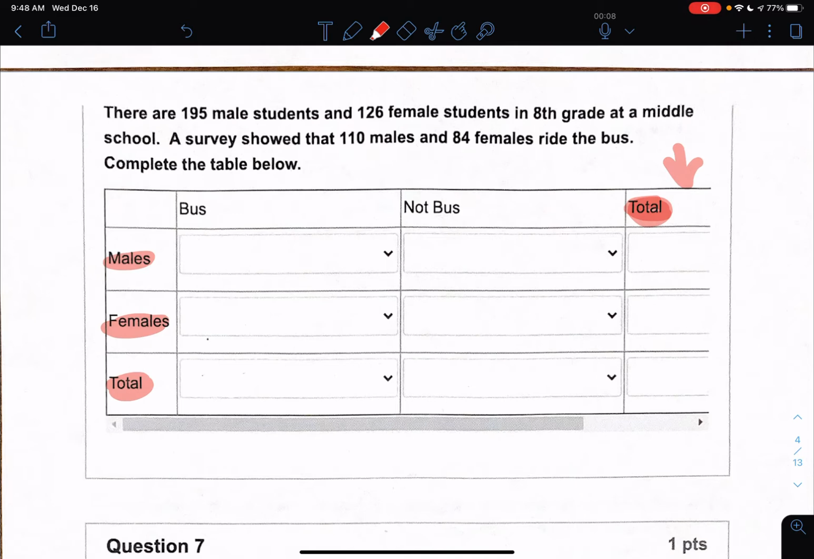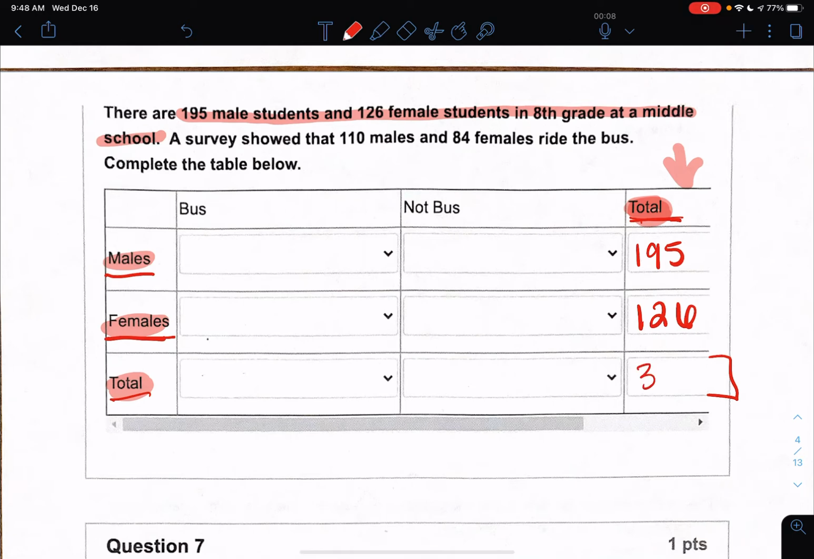So first thing that I'm going to do is look at that first sentence. It says 195 male students and 126 female students in the 8th grade at the middle school. So I have a total of 195 male, so I have male total, and I have 126 female total in that middle school for 8th grade. Now, this box right here is the total amount of students that I have. So all I have to do now is add 195 plus that 126, which gives me 321.